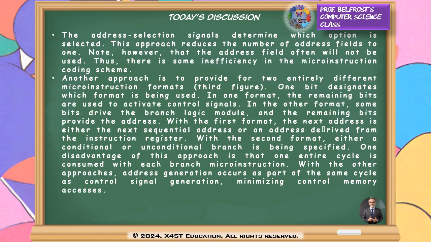scheme. Another approach is to provide for two entirely different microinstruction formats. Okay, this is the third figure, and one bit designates which format is being used. In one format, the remaining bits are used to activate control signals. In the other format, some bits drive the branch logic module, and the remaining bits provide the address. Okay, with the first format, the next address is either the next sequential address or an address derived from the instruction register. With the second format, either a conditional or unconditional branch is being specified. One of the disadvantages of this approach is that one entire cycle is consumed with each branch microinstruction.